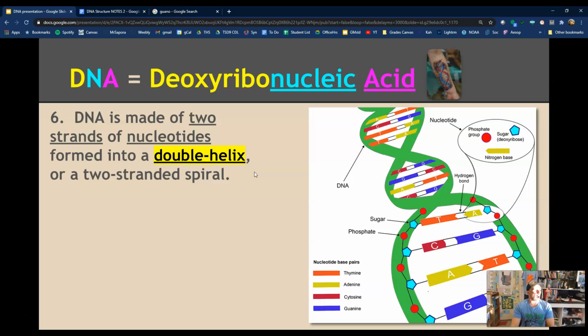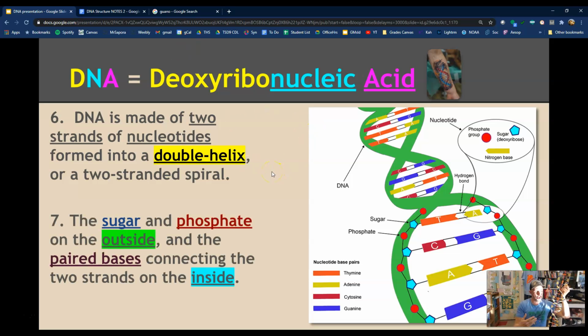Study tip there. Okay, so DNA is made of two strands of nucleotides, right? So the nucleotides form and pair in the middle here. This phosphate is going to bond with this sugar here, and then this one is going to bond over here, phosphate sugar, and then the bases will pair in the middle. They pair up in a kind of ladder structure, and then they twist. It's called a two-stranded spiral or a double helix. Yay! And again, the sugar and phosphate are on the outside, and the paired bases are connecting on the inside.